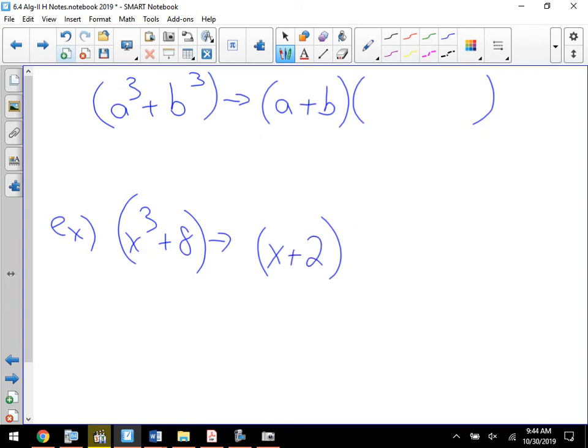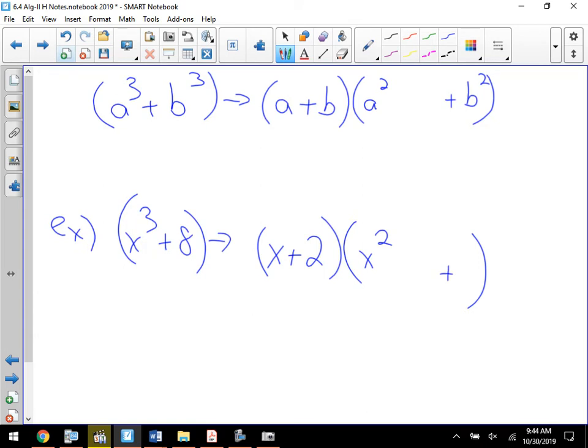In the trinomial, then, it's that first term squared. A squared equals a squared, right? So what's my a value here? My a value is x, isn't it? What's x squared? X squared. Now, the last term is always going to be b squared.